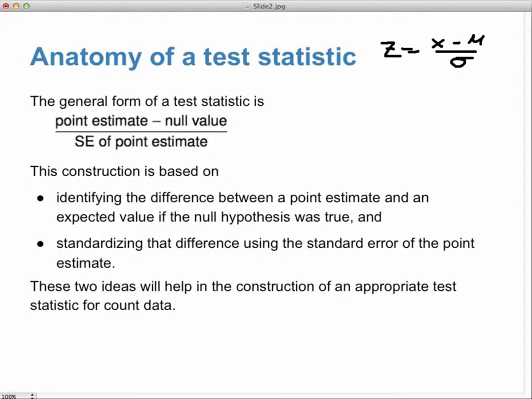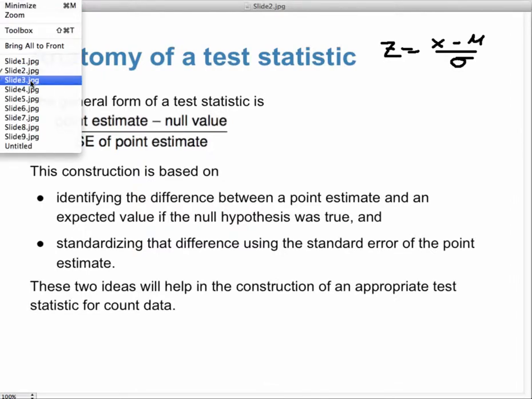Okay, so this construct is based on being able to identify the difference between a point estimate and an expected value in the null hypothesis if the null hypothesis was true, and then standardizing those differences into units of standard error of the point estimate. So these two ideas are going to help us construct an appropriate test statistic for count data. We're going to construct the chi-squared test statistic using it, all right?